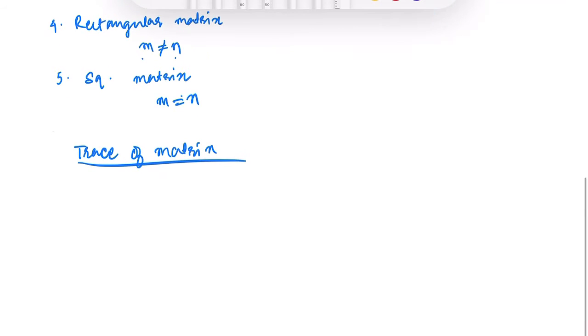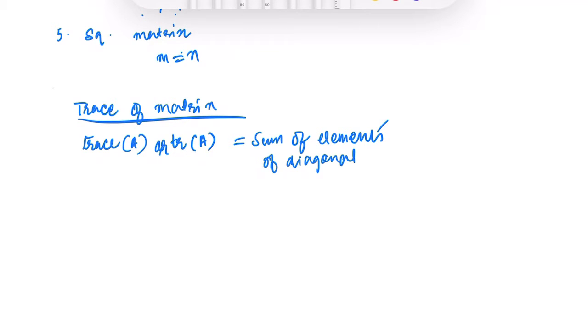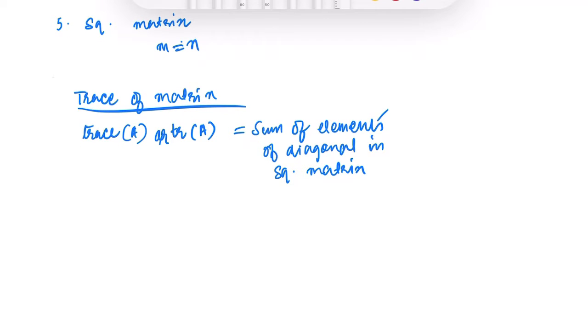What is trace of matrix? Basically it's represented as this or this. Okay. Now what is this? This is the sum of elements of the diagonal in a square matrix. Obviously a square matrix will have a diagonal, right? Okay.